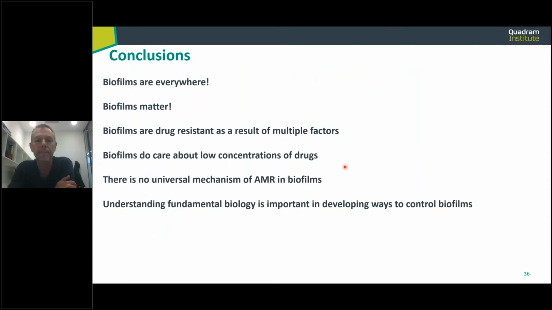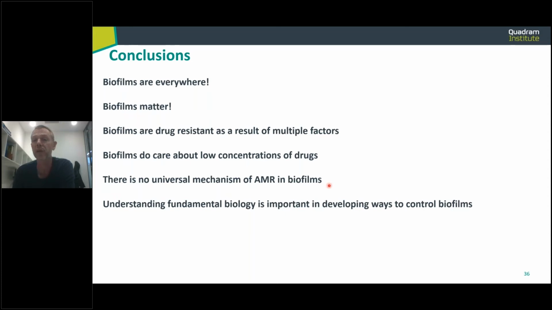So just a quick introductory whistle-stop tour to biofilms. Biofilms are important and they're everywhere. They are very drug resistant due to various factors, and then there is some stuff that we've been looking at to show that they really do care about low concentrations of drugs.